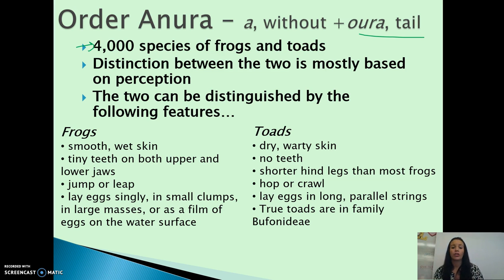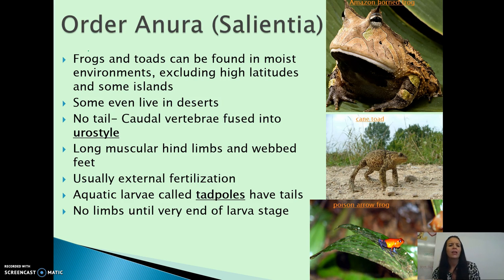And frogs are going to jump or leap. Toads can still kind of hop. They don't actually jump as high as frogs can. And the way they lay their eggs is also really, really different in that frogs lay eggs in clumps or large masses, and toads lay them in kind of long parallel strings. So when we talk about frogs and toads, they're mostly in moist environments, and some islands and high latitudes, that's not the case, but some of them can actually even live in deserts, which is kind of crazy.